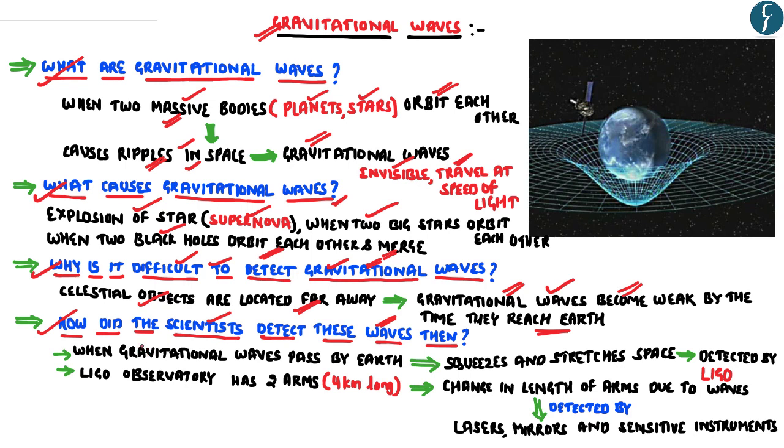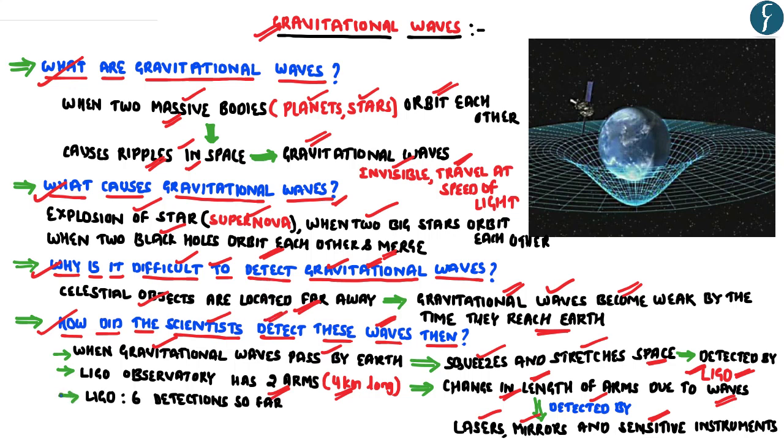Here you need to note that whenever the gravitational waves pass by the Earth, it leads to the squeezing and stretching of the space, and this squeezing and stretching of space is in turn detected by the LIGO observatory. Now this particular LIGO observatory has two arms which are approximately 4 km long, and whenever the gravitational waves pass by the Earth, there is a change in the length of these arms, and this change in the length of the arms is in turn detected by the lasers, mirrors and other sensitive instruments which are part of the LIGO observatory. So this is how the scientists have been able to detect the gravitational waves.